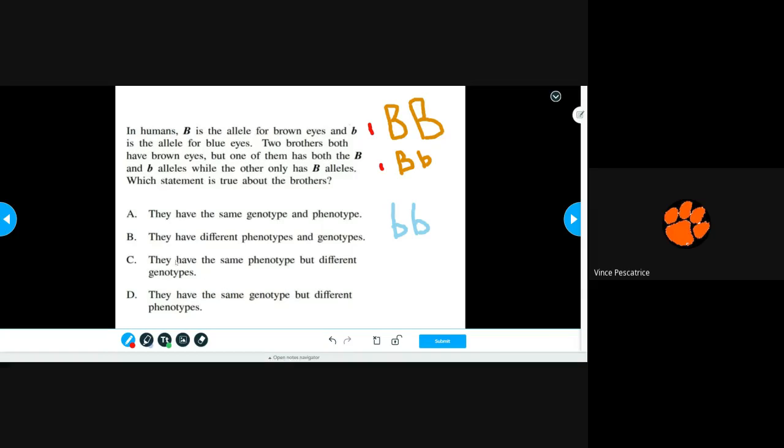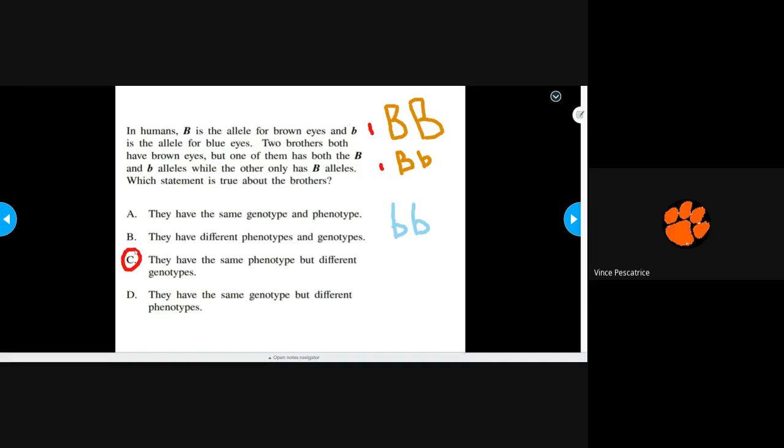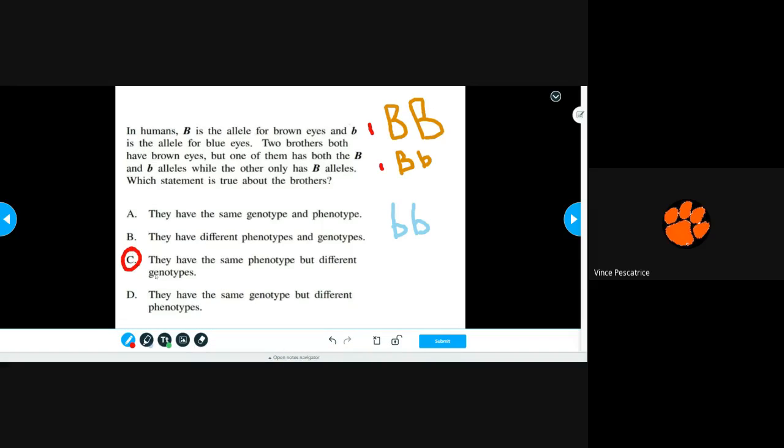Okay, so they have the same, so that means there's your answer. Phenotype is a physical representation. It's what's physically shown. Genotype is the arrangement of alleles. So they can have different arrangements of alleles, but it'll come out to the same result, which is brown eyes. So they have the same phenotype, meaning brown eyes. Both the boys have brown eyes. That's true, but they have different genotypes because in this problem it says that one of them has a capital B allele and a lowercase b allele, which is this one, while the other one has this one. C is correct.